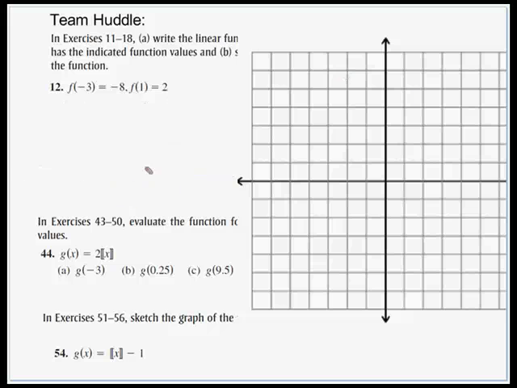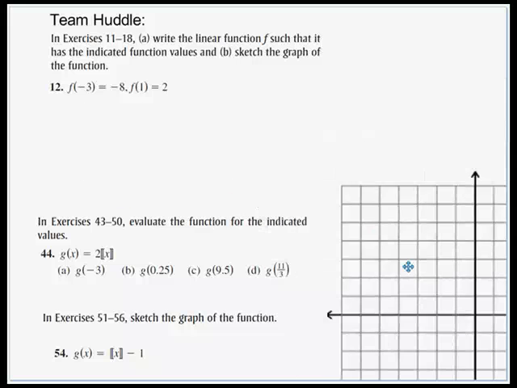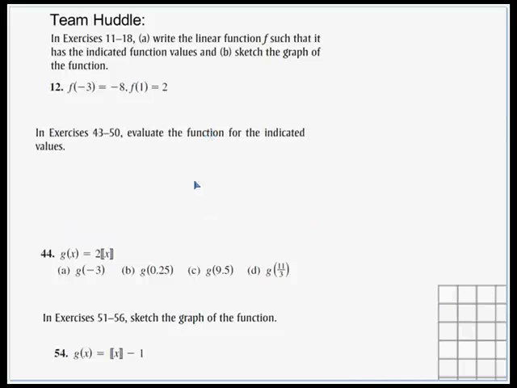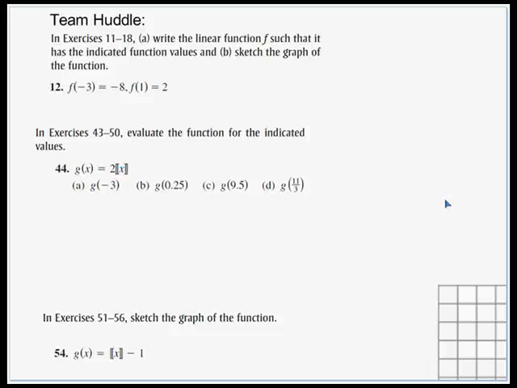And now on to the next one, number 44. We didn't have to graph, we're just evaluating. So 2 times the step of x. Remember, we're just rounding down. If we plug in -3, that's already a whole number. We don't have to round anything. 2 times -3 is -6. So A is just -6.